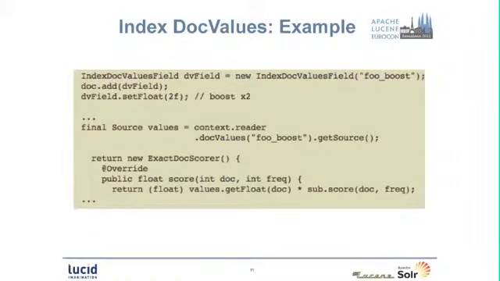But here's a quick Lucene example. Don't want to go in depth too much, but you basically add this to your document like any other field. You set a value here for a boost, and then in your scoring algorithm, you can just pull this field like you would pull norms, and then in this case, I multiply it by some other score.